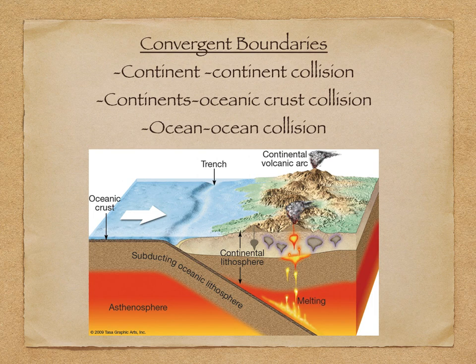Two plates colliding, or convergent plate boundaries. There are three types of collision plate boundaries: continent to continent, continent to oceanic crust, and ocean to ocean collision. So remember at the beginning when we talked about the fact that there are two types of crust, a continent crust and an oceanic crust. So these convergent boundaries can form between those two types of crust.